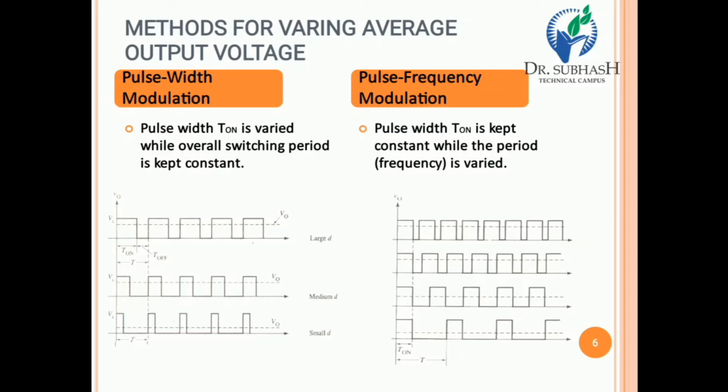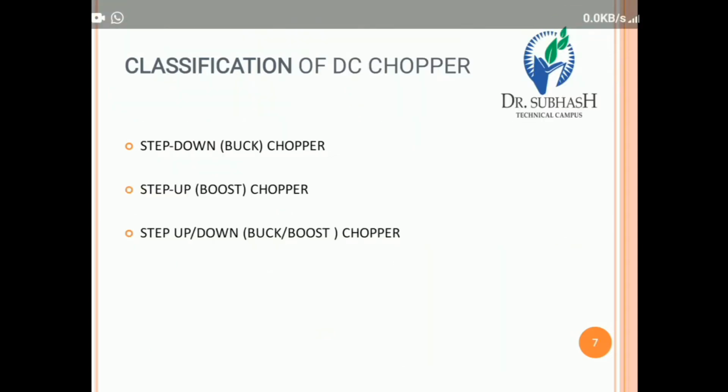Now we can discuss pulse frequency modulation. In pulse frequency modulation, T1 is constant. In each and every waveform T1 is kept constant, but the total time period will be different, right? So these are the basics of the two methods, pulse width modulation and pulse frequency modulation. Later we can discuss the DC chopper circuit.